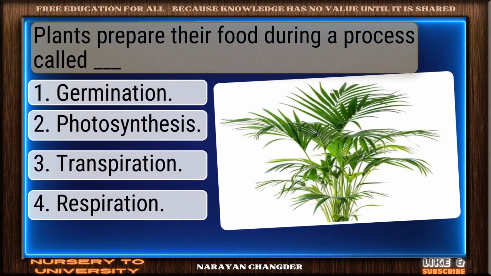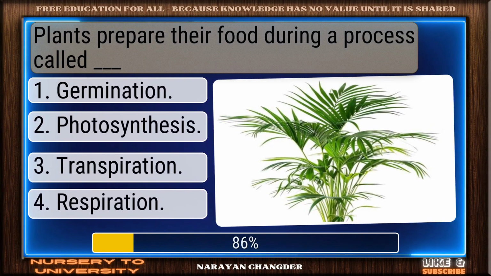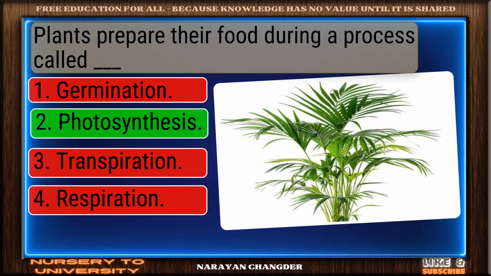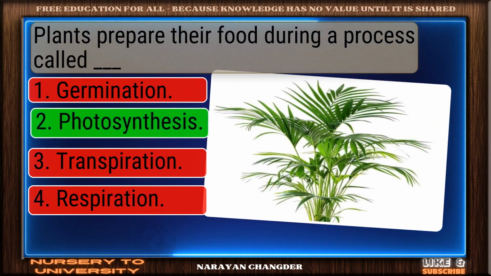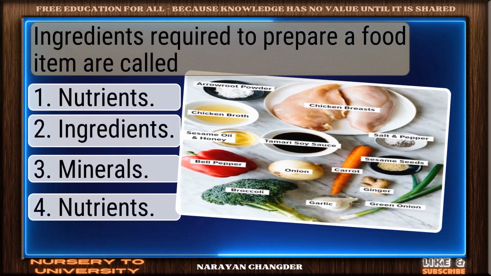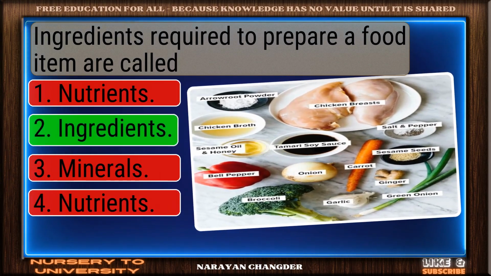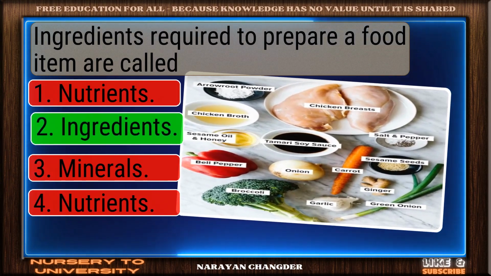Plants prepare their food during a process called dash. Good thinking. Photosynthesis is the right answer. Ingredients required to prepare a food item are called. Correct response. Ingredients is the most accurate answer.